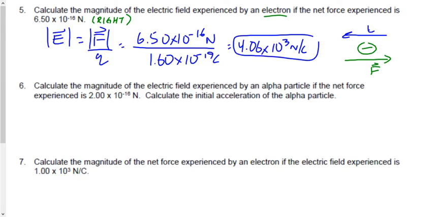Because for a negative particle, the force and the field are opposite to each other. If it was a positive particle, the force would be in the same direction as the field. You weren't asked that, right? But clearly you could be asked that at some point on a quiz or a test.